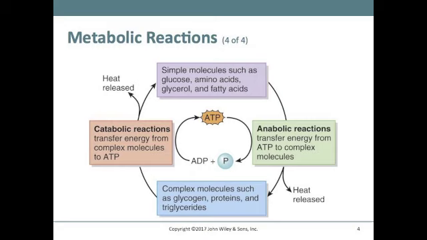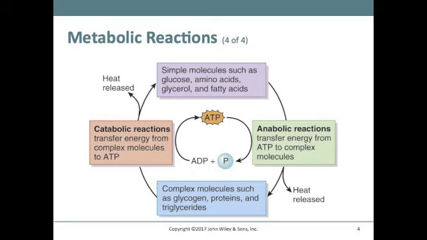When complex molecules and polymers are split apart in catabolism, some of the energy is transferred to ATP and the rest is given off as heat. When simple molecules and monomers are combined to form complex molecules, as in the case of anabolism, ATP provides the energy for synthesis, and again, some energy is given off as heat.